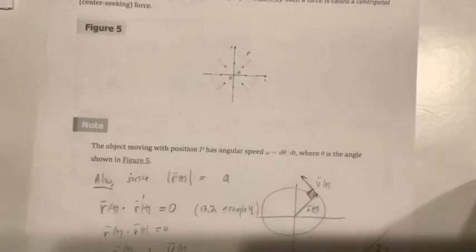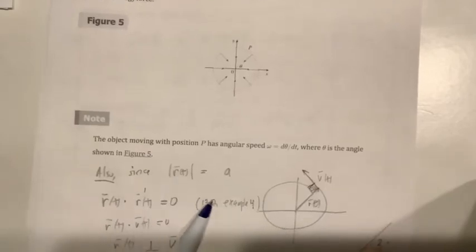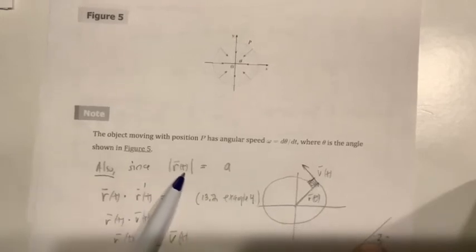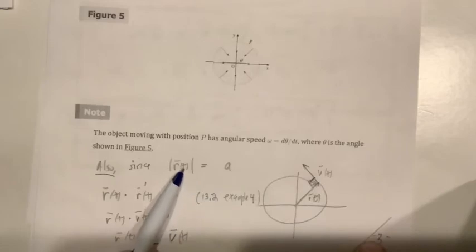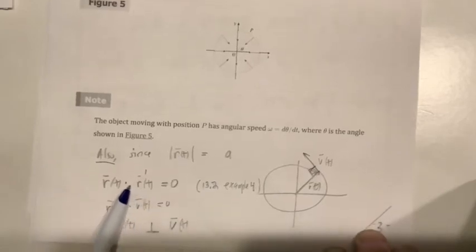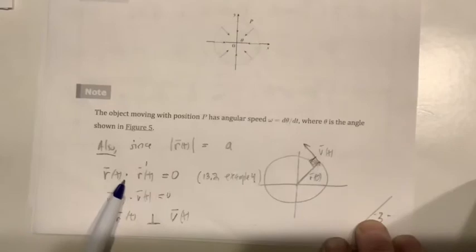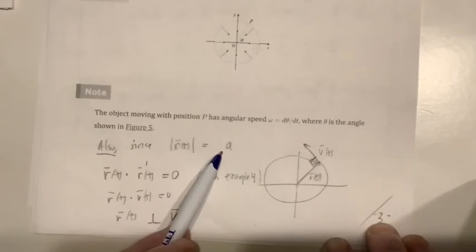By the way, this is also important. Since you're traveling around a circle, this is coming from 13.2, example 4. We've already looked at this. Since you're moving along a circle of radius a, since r has constant magnitude, we actually showed in 13.2, example 4, that the dot product of r with r prime, which is v, equals 0. That means that r is perpendicular or orthogonal to v. That comes from the fact that the r vector has constant magnitude.